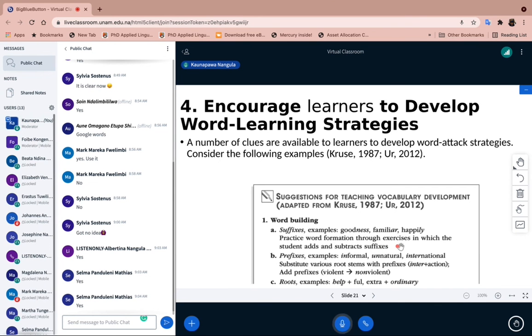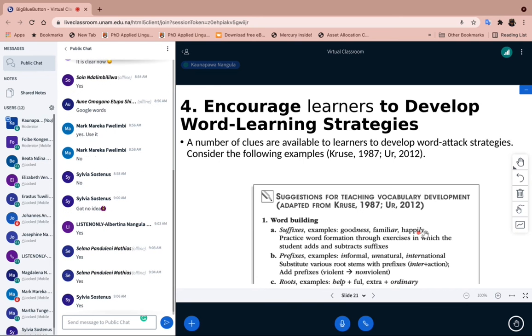So you give your learners activities where they either remove the suffix or add a suffix to change the word class. And you know the word class, right? Yes or no? Yes, okay, good. And then we have got prefixes. So here we've got examples: informal, unnatural, international.